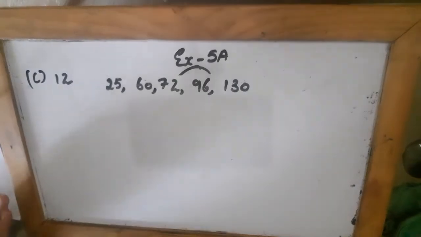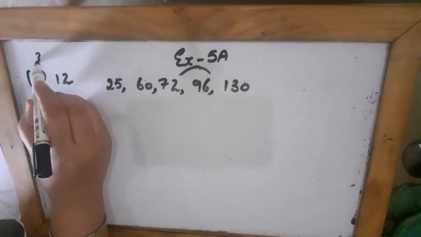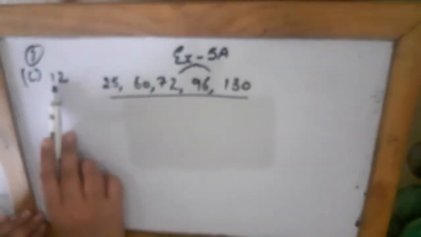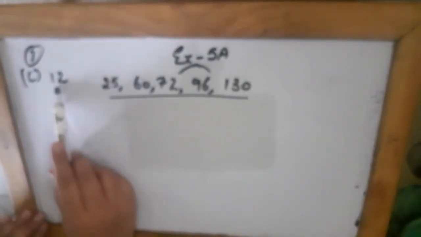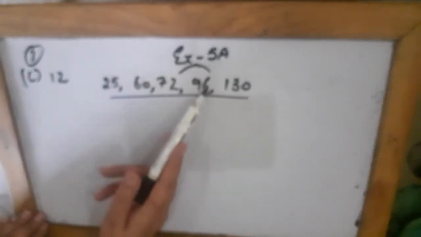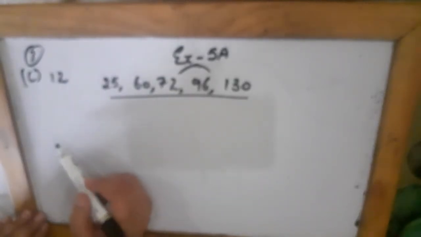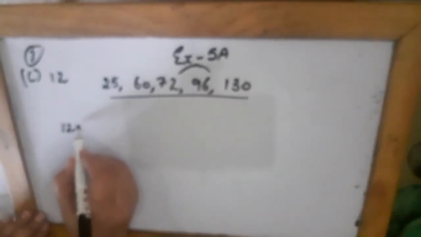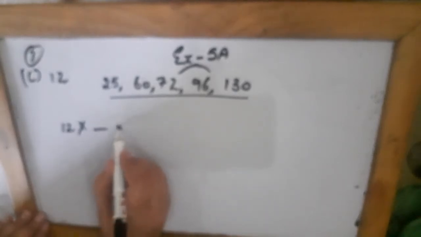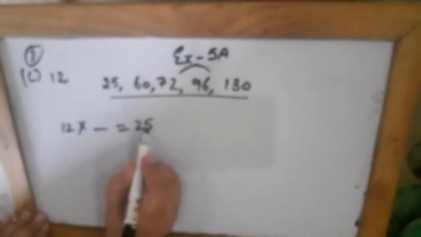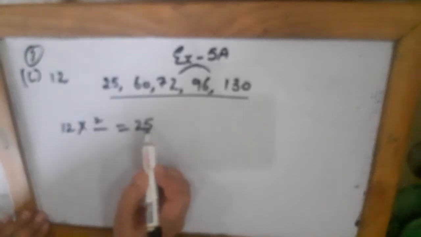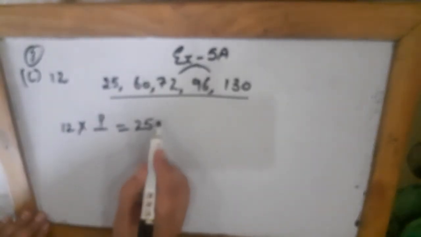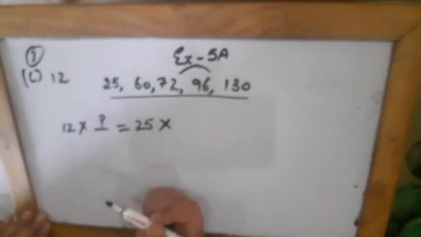I'll do the C part of the third question, and here they have given you some numbers and they are asking you whether these are the multiples of 12. Whether by multiplying 12 with any other number, do I get these numbers? So let's see. The first number is 25. Do you get 25 by multiplying 12 with any number? I can get 12 twos are 24, but I cannot get 25 on the table of 12. So it means 25 is not the multiple of 12.